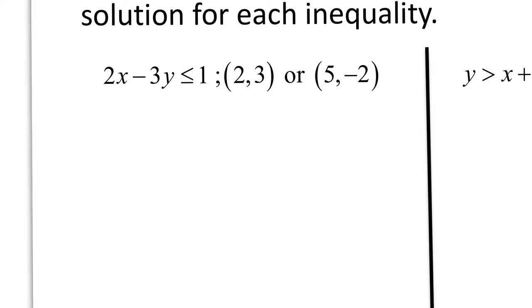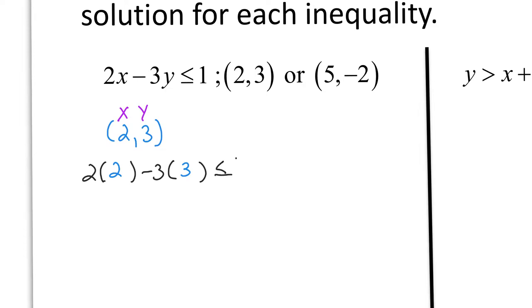So I'm going to check the first point. My first point will be 2, 3, and I'm just going to label my x and my y, and I'm going to substitute. Here's the inequality, 2 times my x, so I substitute the x here, minus 3 times the y, and I substitute the y, and it has to be less than or equal to 1. So we do the math, we simplify, so that's going to be 4 minus 9 is less than or equal to 1, so negative 5 is less than or equal to 1.